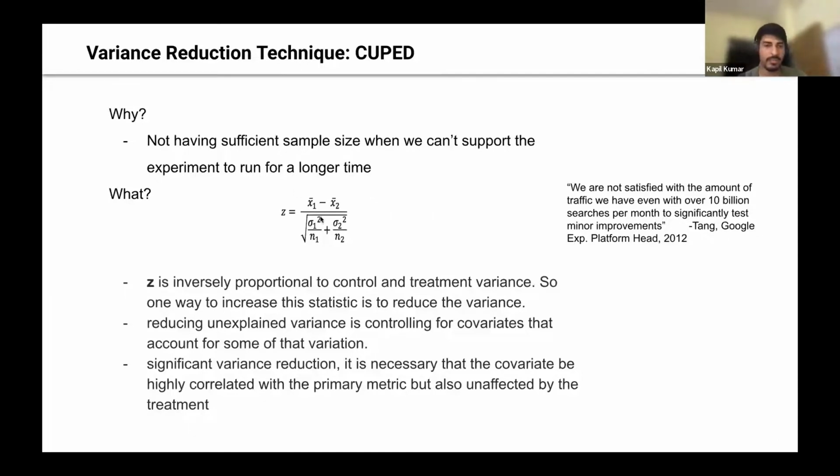Okay. Cool. So this z statistic is inversely proportional to the variance. This is, let's say, the control variance, and this is the treatment variance. These are inversely proportional. So one way to increase the z statistic is if you can find a way to reduce this variance.